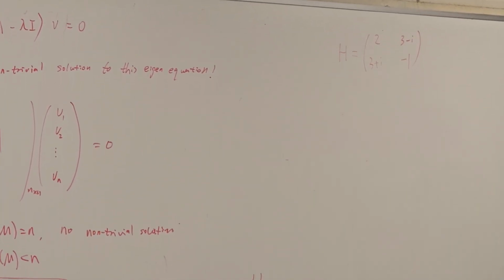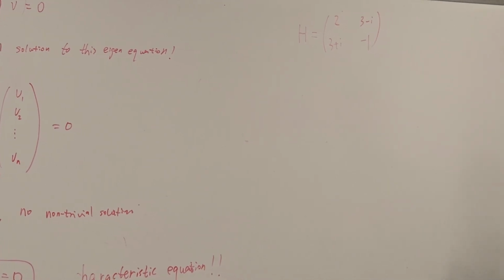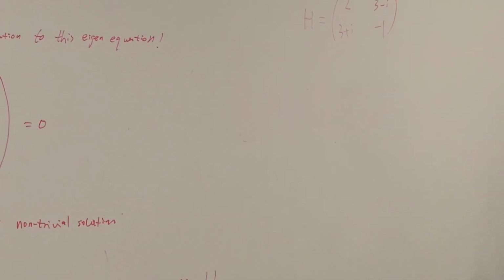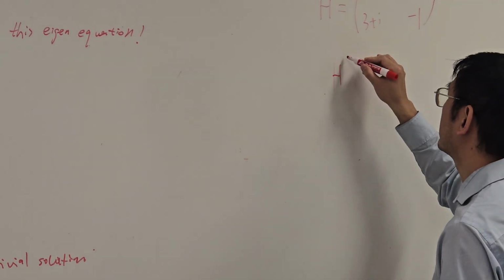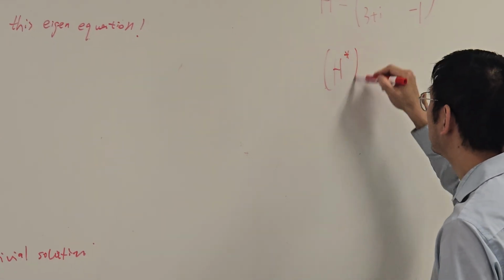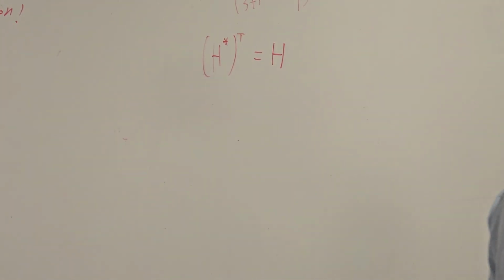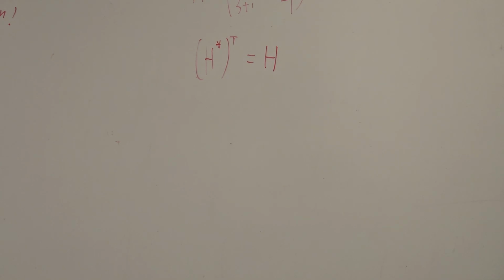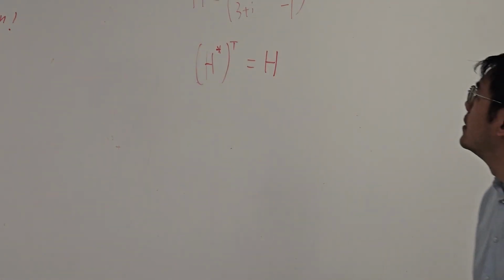This is called the Hermitian matrix, which means if you do a complex conjugate and then transpose it, you get back this. The nice thing about a Hermitian matrix is that the eigenvalues are always real, even though it's a complex matrix.